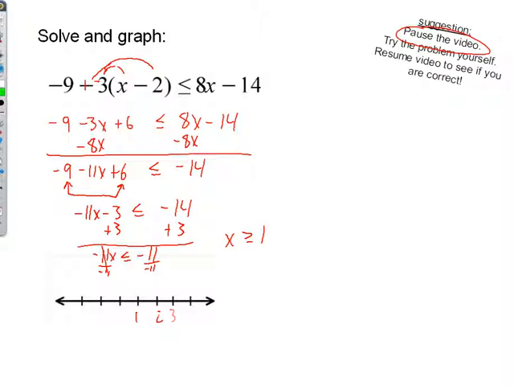All right, so negative 11 divided into negative 11 gives 1. This says that x is greater than or equal to 1, so it's greater than or equal to positive 1. So I'm circling that in a closed circle to indicate include that value and everything greater.